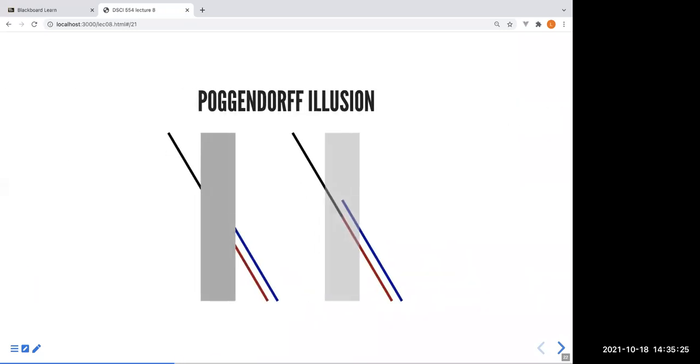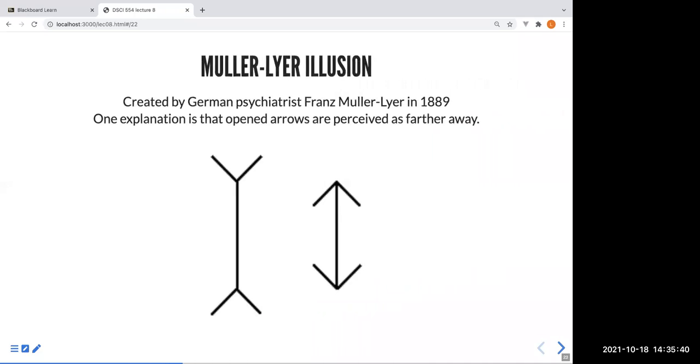This one is rare, but you might do grid lines and make them slanted. That's usually not a good idea, especially if you use colors. Then there's the Müller-Lyer illusion. I don't think this comes up often, unless you start using arrows, which is always something you can do.